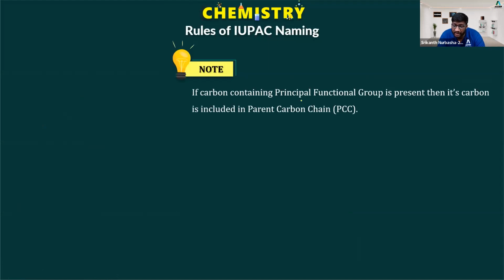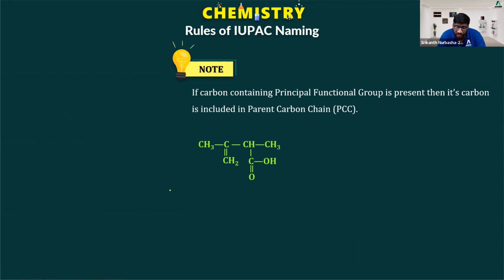If a carbon containing principal functional group is present, then its carbon is included in the parent carbon chain. This is the point. Whenever I have a carboxylic acid, for example, then that carbon is also included in the parent carbon chain. You should count that also.